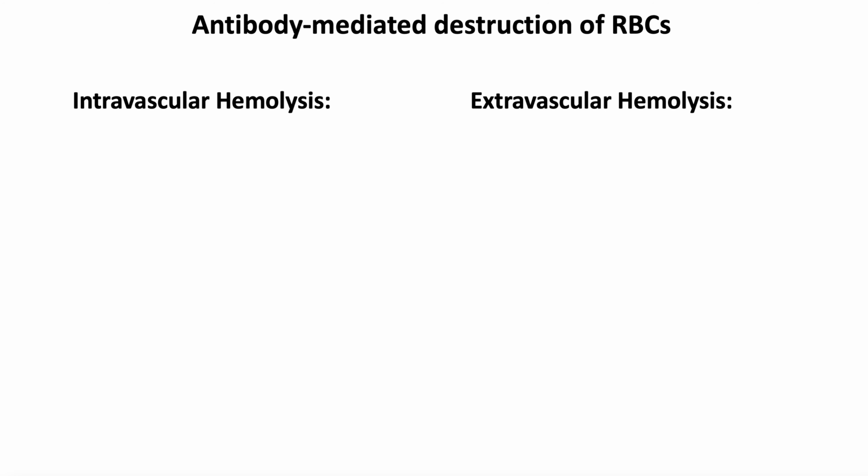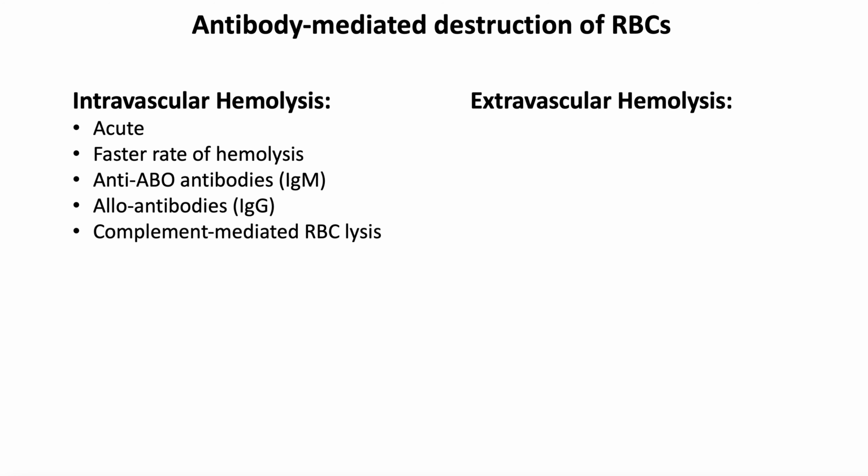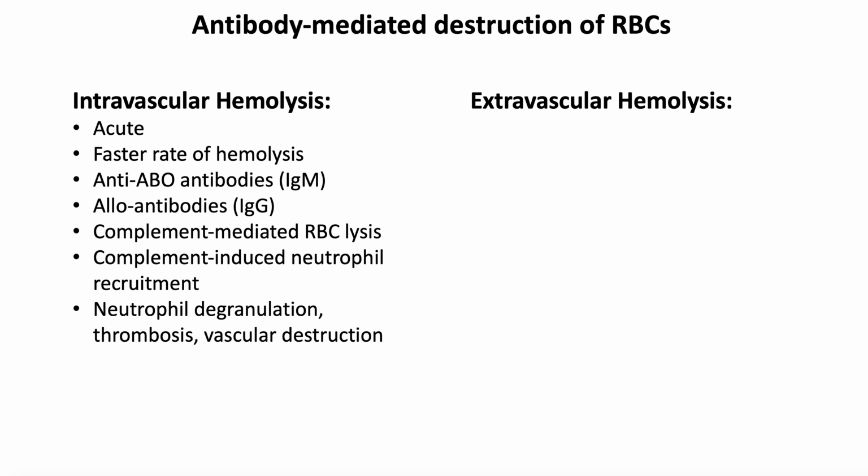Antibodies are able to mediate destruction of red blood cells through some key mechanisms. I'm going to talk about mechanisms involved with both intravascular and extravascular hemolysis. Intravascular hemolysis is an acute reaction. It's a fast rate of hemolysis. An example of this are anti-ABO antibodies, and another example can be alloantibodies that induce hyperacute rejection. Often this results in complement-mediated red blood cell lysis, neutrophil recruitment, and activation of those neutrophils, which can lead to thrombosis and vascular destruction.